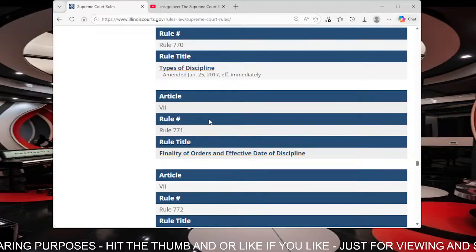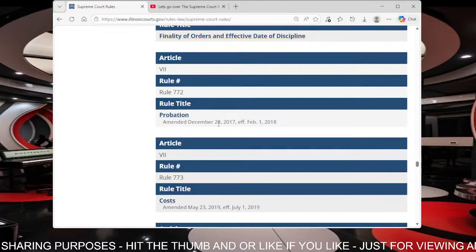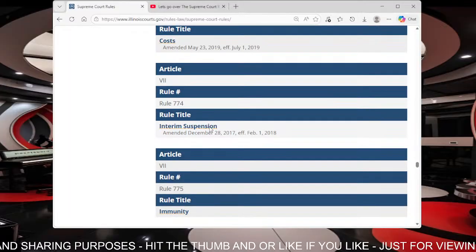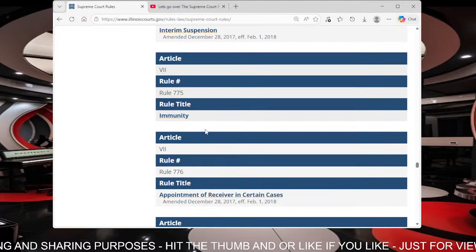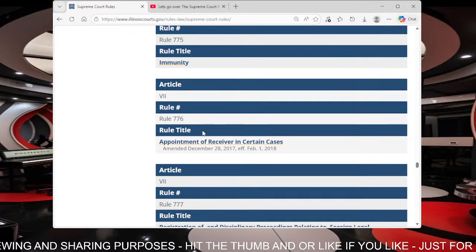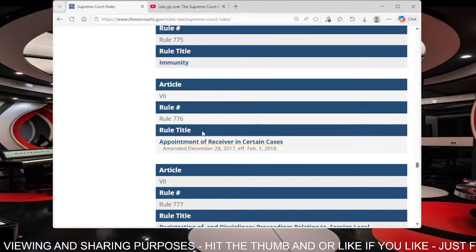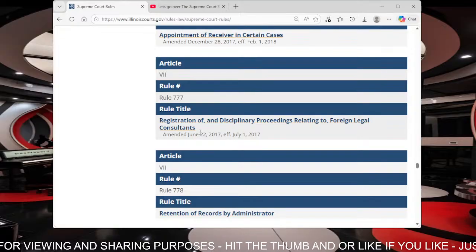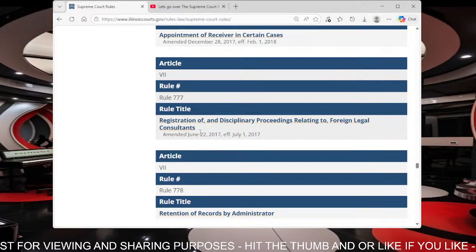Finality of orders and effective date of discipline. Probation. 7:72. 7:73, costs. 7:74, interim suspension. Immunity. 7:75. 7:76, appointment of receiver in certain cases. 7:77, registration of disciplinary proceedings relating to foreign legal consultants.